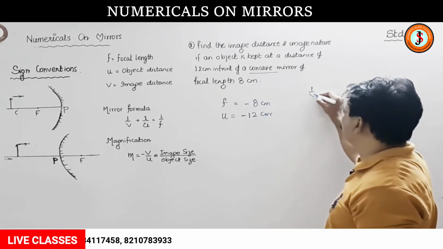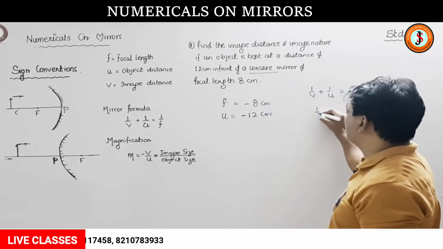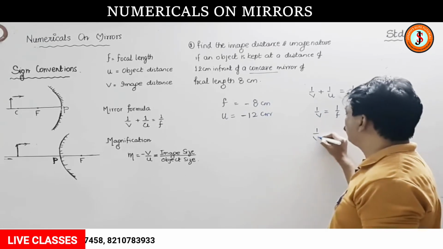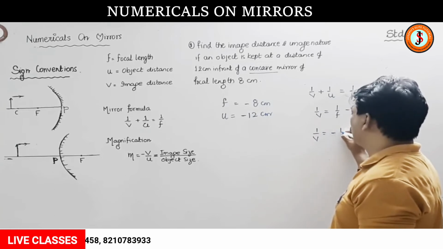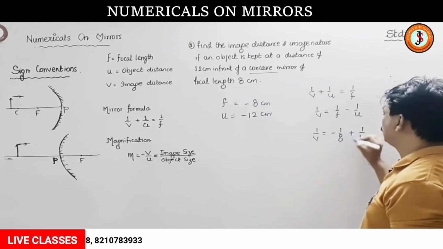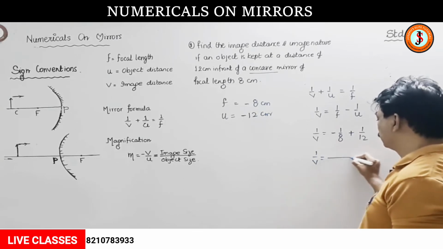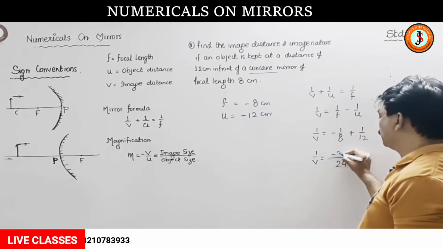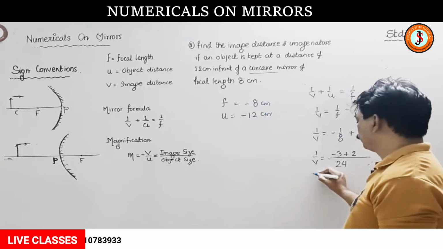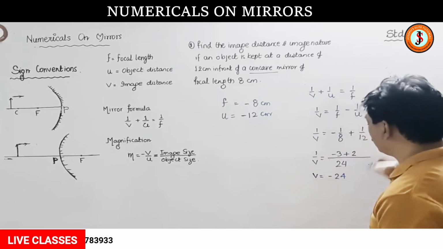We have the formula here, 1 by V plus 1 by U is equal to 1 by F. So 1 by V will be equal to 1 by F minus 1 by U. Very simply we place in the values. So minus 1 by 8, and U is minus 12, and there are two negatives, so it is positive. The LCM comes as 24. So 8 3s are 24, and 12 2s are 24. So V is equal to minus 24, because 1 by V is minus 1 by 24.